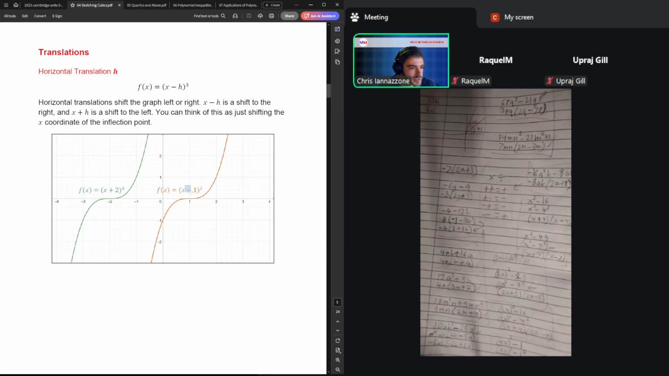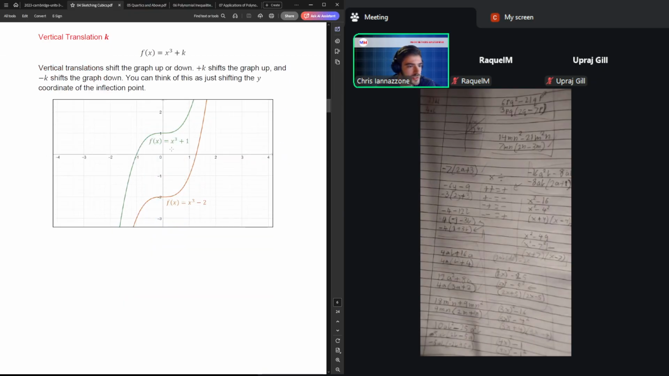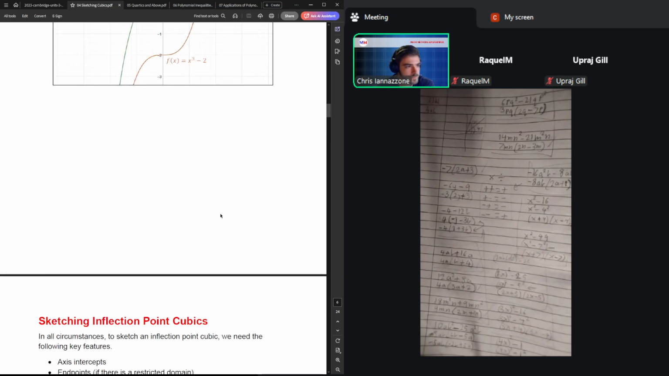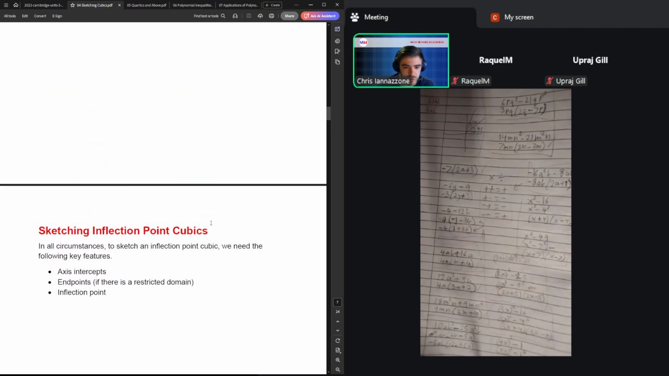Again, horizontal translations, just making sure that the negative does in fact move it right and the positive does in fact move it left. But this is the same as turning point form. So as long as you're confident with your quadratics turning point form, then all of these will be the same as if it was quadratics. Any questions about those fundamentals so far?